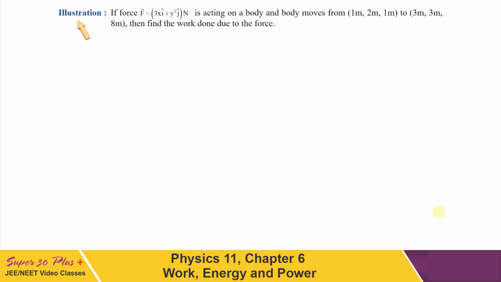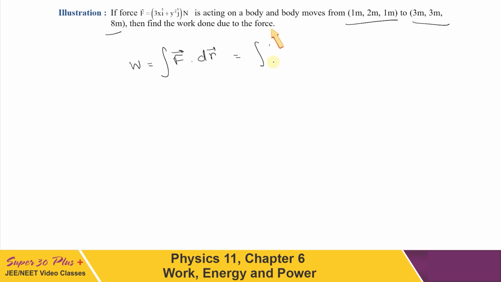One more question I have taken here. In this illustration, force is not constant. As you can see here, it is given by F is equal to 3x i plus y square j acting on a body, and the body is moving from this point to this point. We have to calculate work done due to the force. Okay, let's start with the initial definition of work done. It has to be equal to F dot dr.